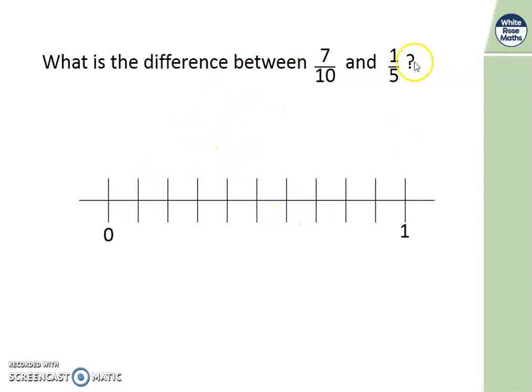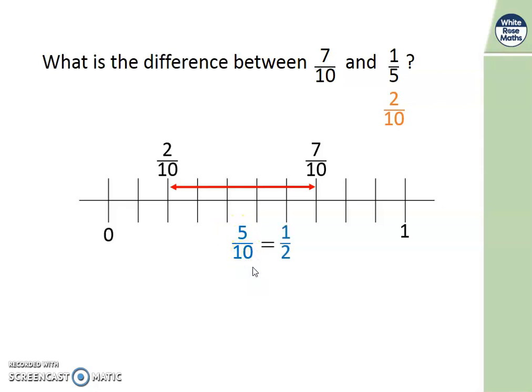Here is 0 and here is 1, and the bar is split into 10 pieces because we're working with tenths. We can see that 1/5 will convert to 2/10, and we're going to put the 7/10 and the 2/10 onto the number line. Here is 7/10 and here is 2/10, and we're finding the gap between them because that's what we call the difference. So we can see here we've got 1/10, 2/10, 3/10, 4/10, 5/10 difference. And 5/10, remember, is the same as 1/2.